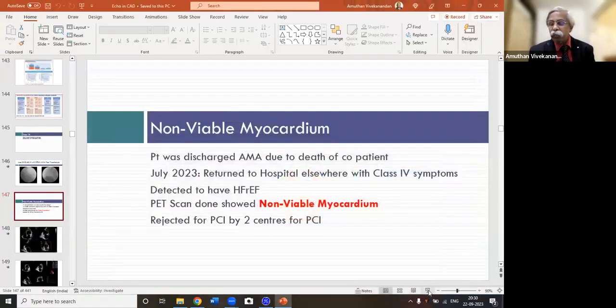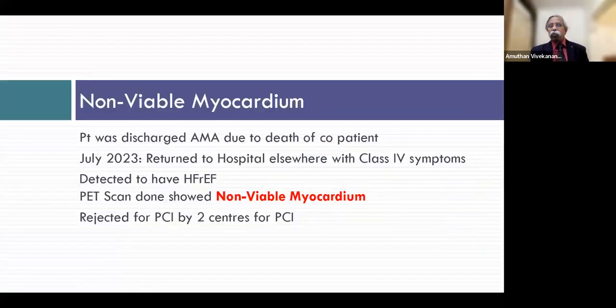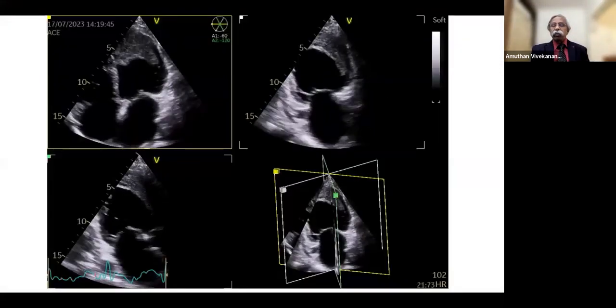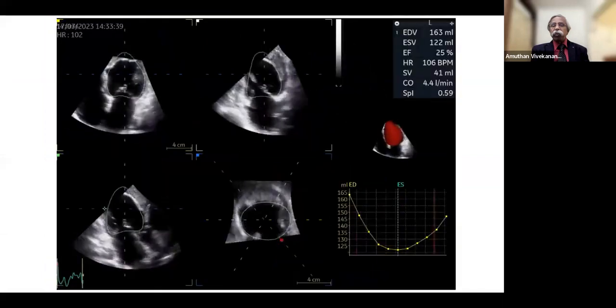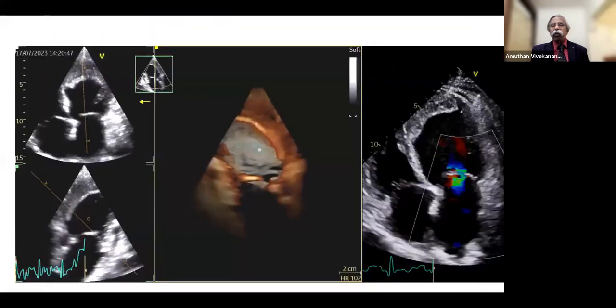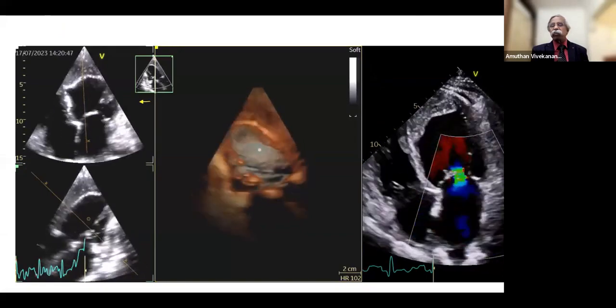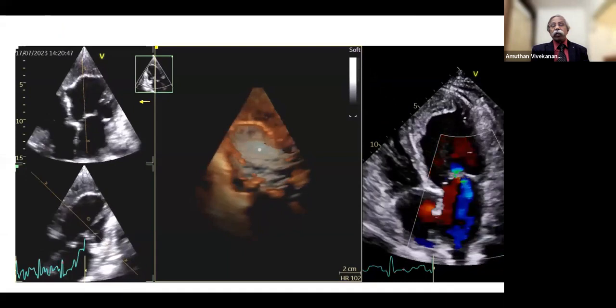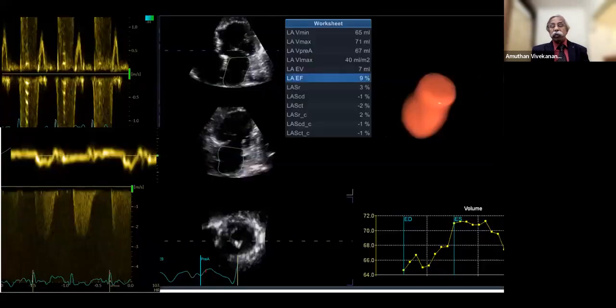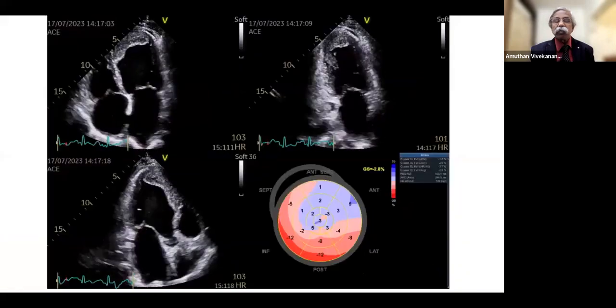Now we'll go back to our slide, that is the non-viable myocardium. This strain mapping is useful in these patients. So ejection fraction is only 25%. That is why the patient has been rejected. See, mitral regurgitation grade 2, and there is a totally occluded LAD. And you can see here, this is the LA volume, which is markedly increased. LA max is 71 ml, and the LA strain is 3%.